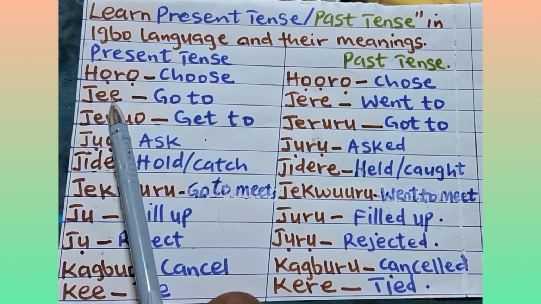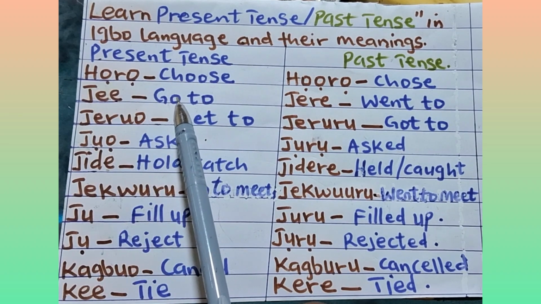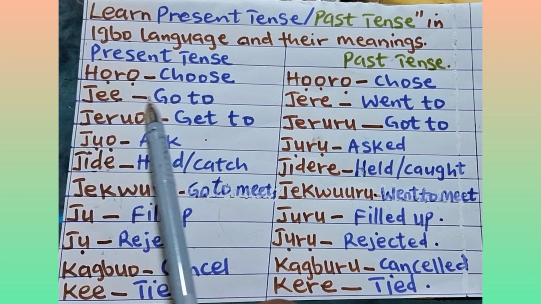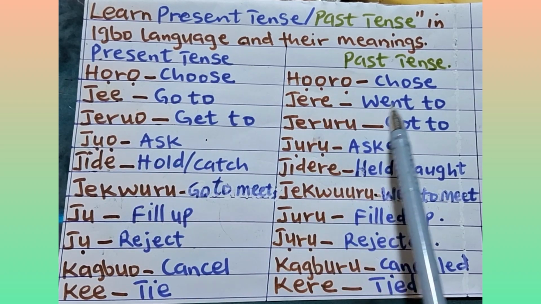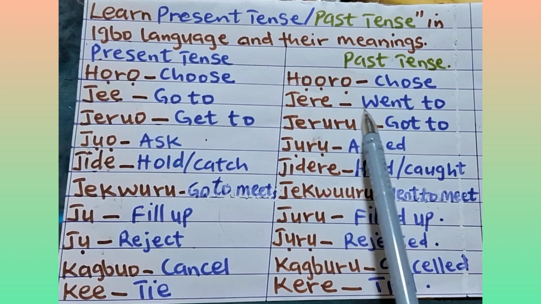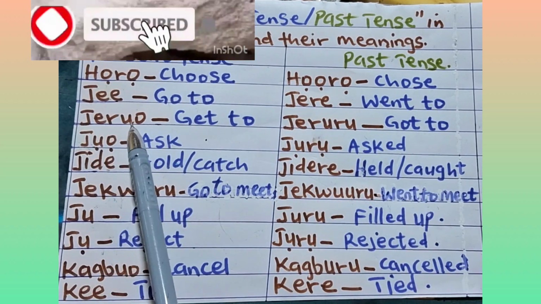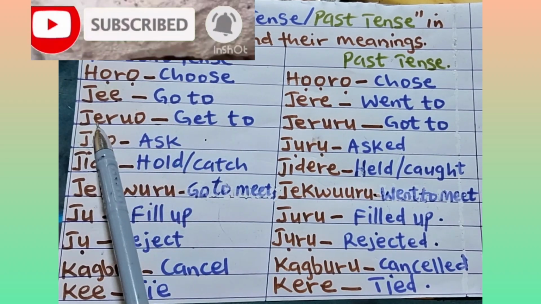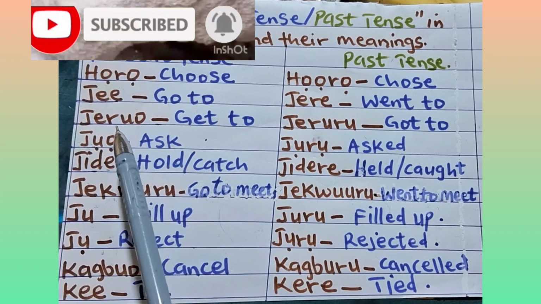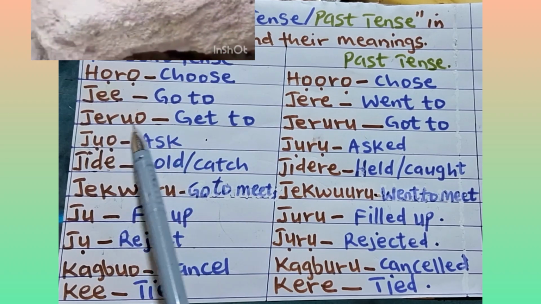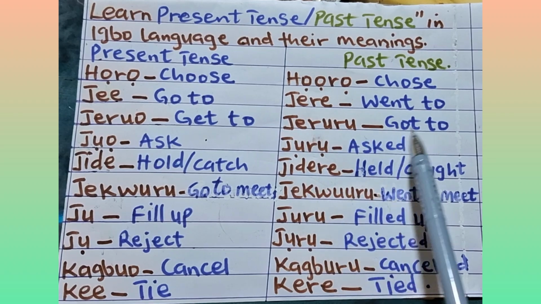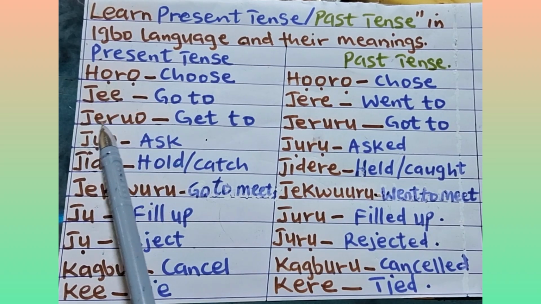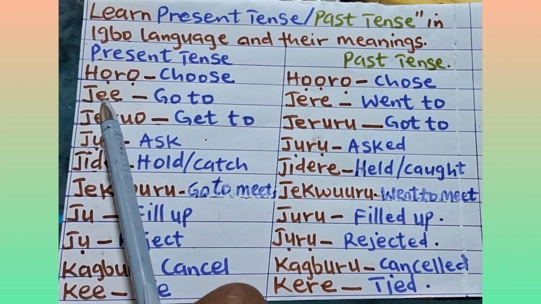Second word, J. J means go to. Past tense of J is jere, went to. Jeruo, get to. Past tense of jeruo is jeruru, got to. Jeruo is different from J.